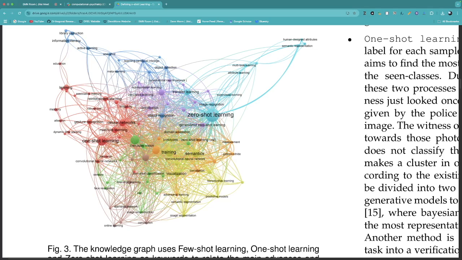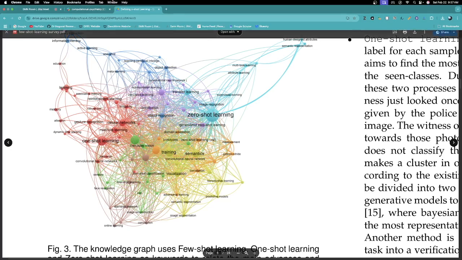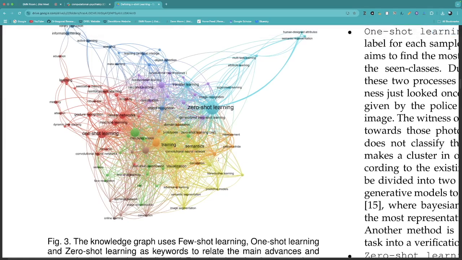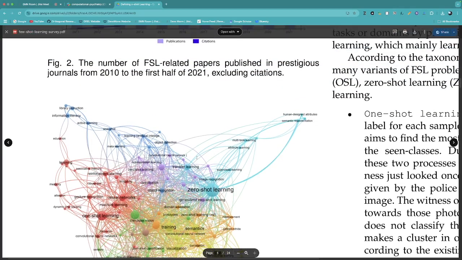So, of course, you have machine learning, gesture recognition, neural networks around one-shot learning. You have computer vision in there. You have zero-shot classification. You have Siamese networks, which you talked about. We have online learning. We have information literacy. We have supervised learning, image recognition. So this is just kind of a literature search.